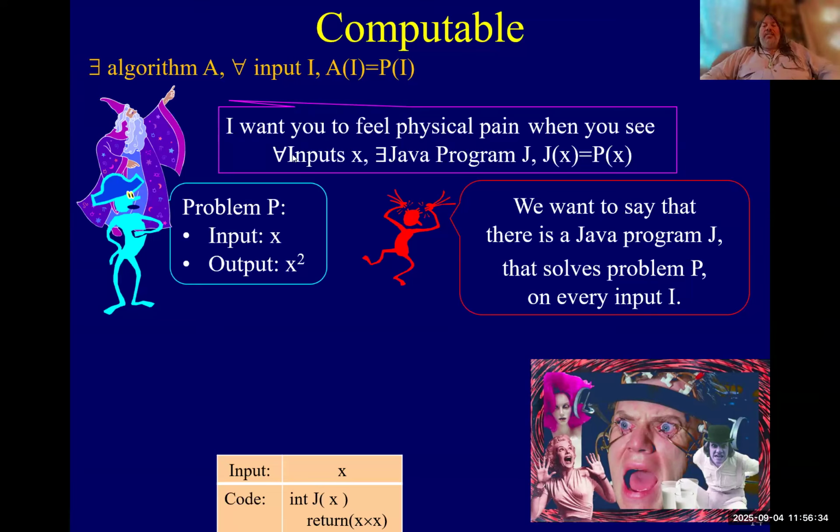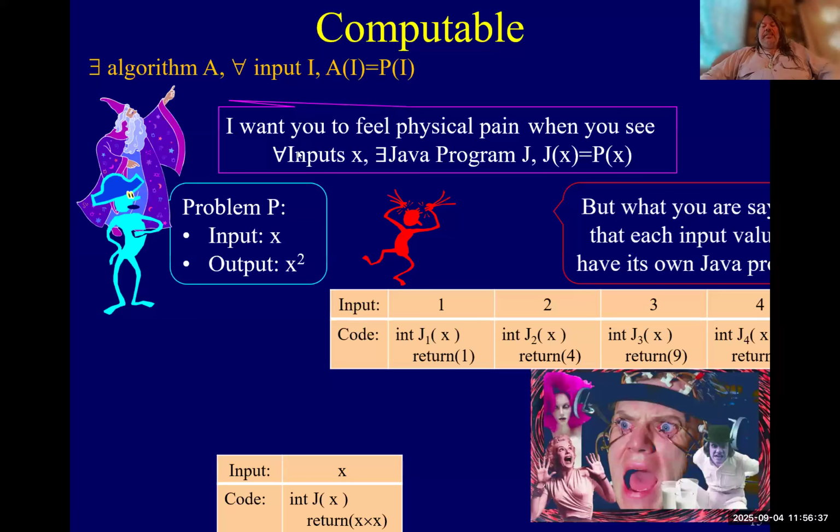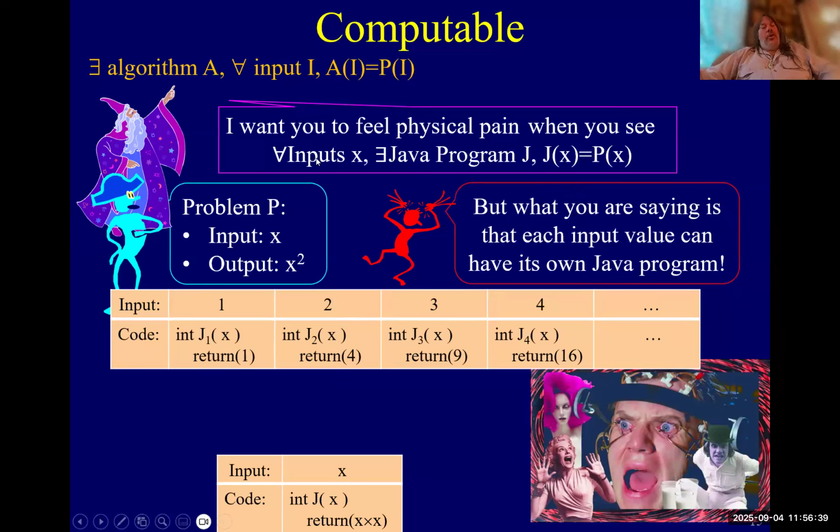But what is this statement up here saying? It's saying for every input, the adversary gives me an input. And then I know the adversary's input. I get to come up with a Java program that works, right? So here, if you give me the input one, I just return one. You give me the input two, I return, oh, sorry, not two, four. You give me three, I return nine, I return 16, right? So here you can see this is saying that for every input, we have a Java program that happens to give the right output, but you know that's not what we mean.